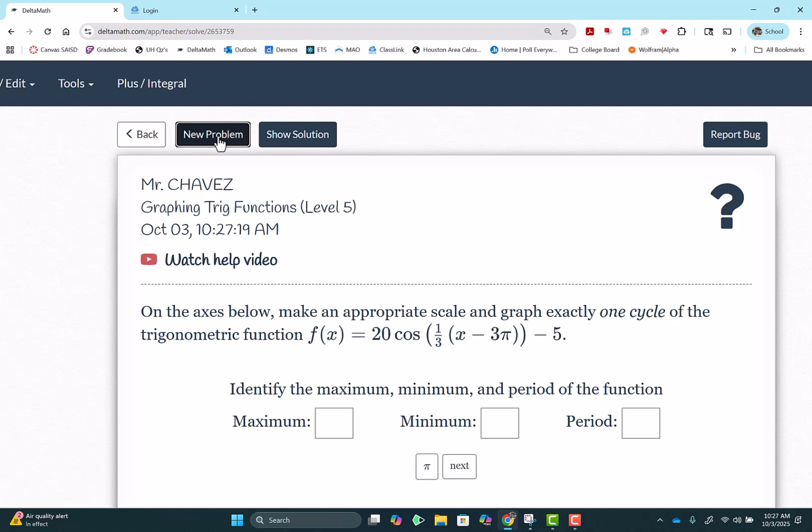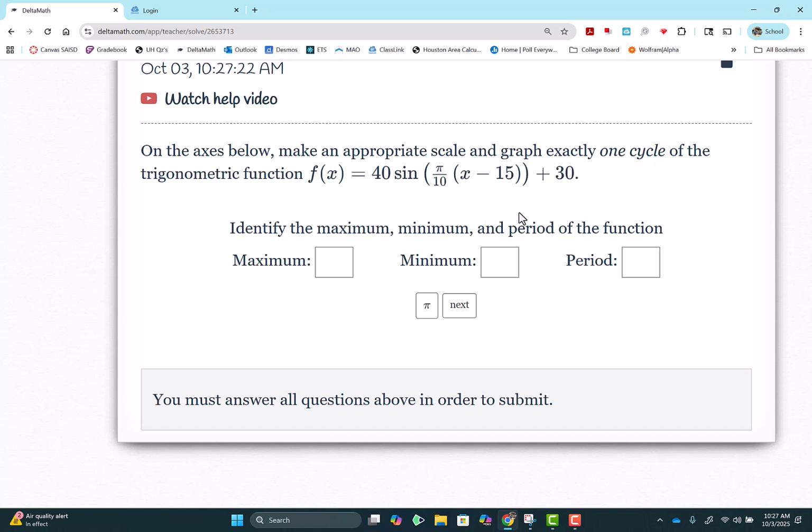So let me click new problem until I get a sine. So here's the sine. You guys ready? So I go to 30. So 30 plus 40 for the maximum. What's 30 plus 40? 70. So I put 70 for max. And then I go 30 minus 40. What's 30 minus 40? Negative 10. And then the period. It's 2 pi divided by pi over 10. Or if you think about it, how do you get a 2 pi there? 2 pi over pi over 10. So the period is 20. Keep, change, flip.